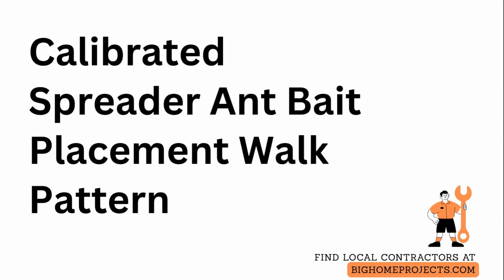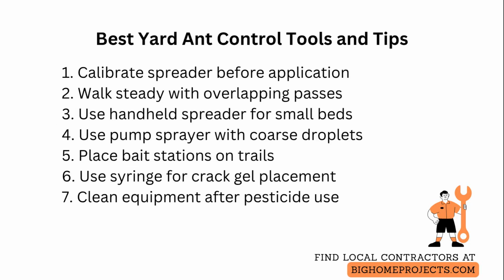For yard ant control, choose application tools that match the product form and the treatment area for consistent, safe results. For granular insecticides, use a broadcast spreader that lets you set a uniform application rate and walk at a steady pace. Calibrate the spreader by weighing a known area first and adjust settings to match the label rate. Then sweep the spreader back and forth with overlapping passes to avoid gaps.